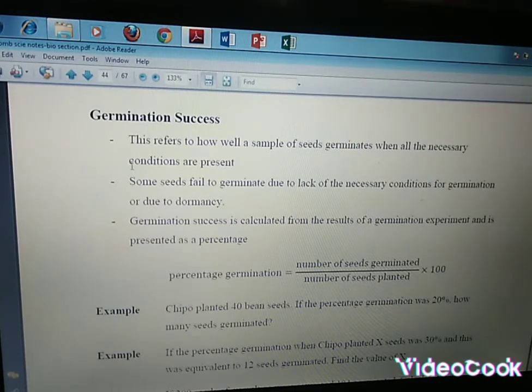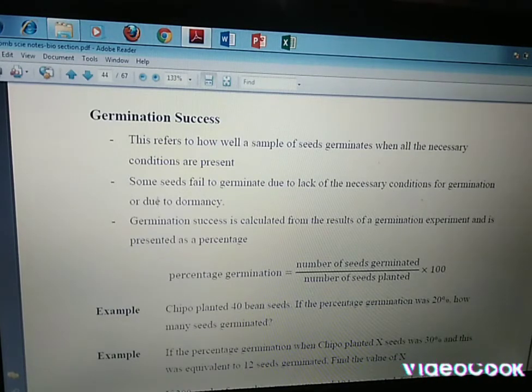This refers to how well a sample of seeds germinates when all the necessary conditions are present. When a farmer plants, let's say, throws down about 100 seeds, and all conditions are necessary and everything is okay, how many are going to germinate? That's what we call germination success. We want to see which ones succeeded.